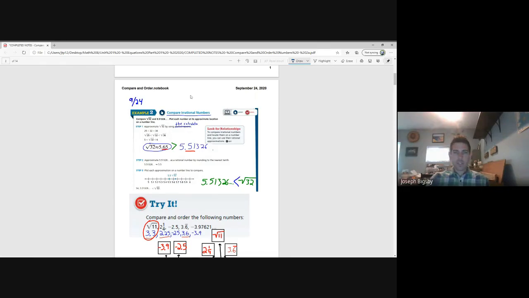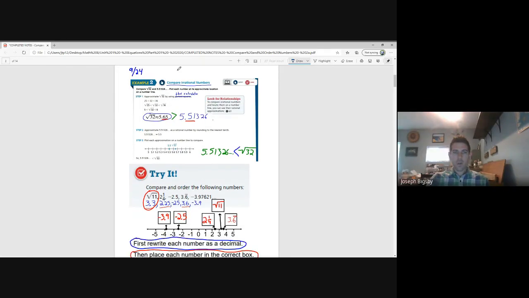So in today's lesson, we started with comparing the square root of 32 and 5.51326... And what we used was the calculator to estimate. It's a quick way to estimate what the square root of 32 is. Using your scientific calculator, you were able to approximate that the square root of 32 was about 5.65.